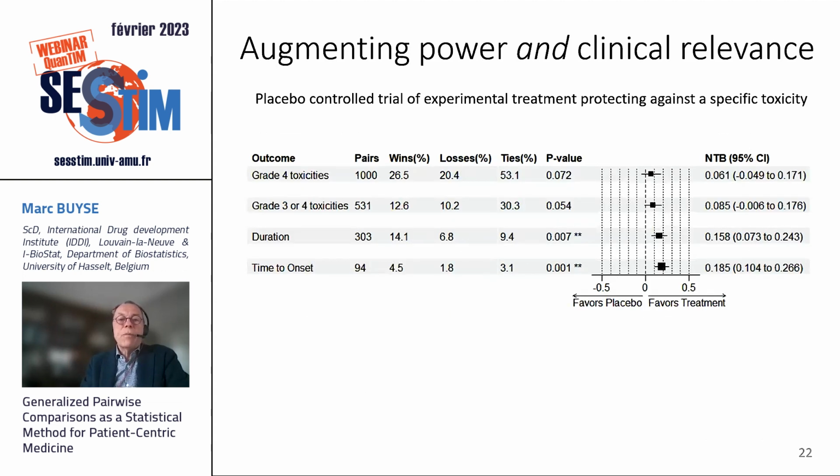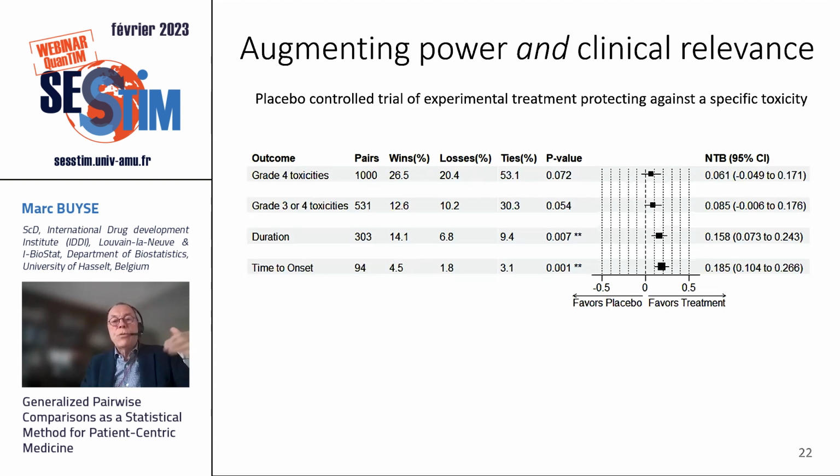Here we have the net treatment benefit and the p-value of the test for that outcome and all previous outcomes. In other words, we test the cumulative net benefits here. And what you can see is that you get a non-significant p-value for grade 4, a non-significant p-value for grade 3 and 4, which is this one here.